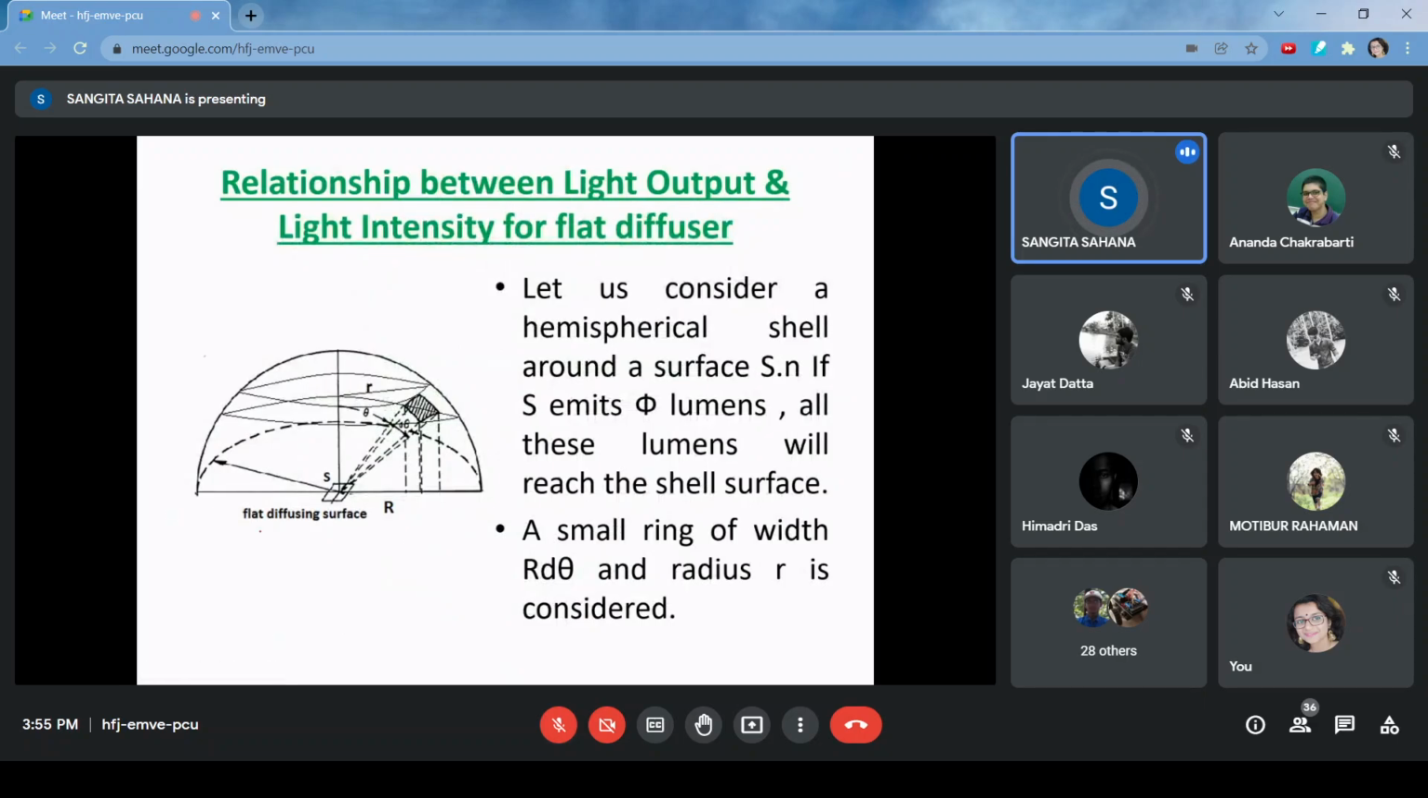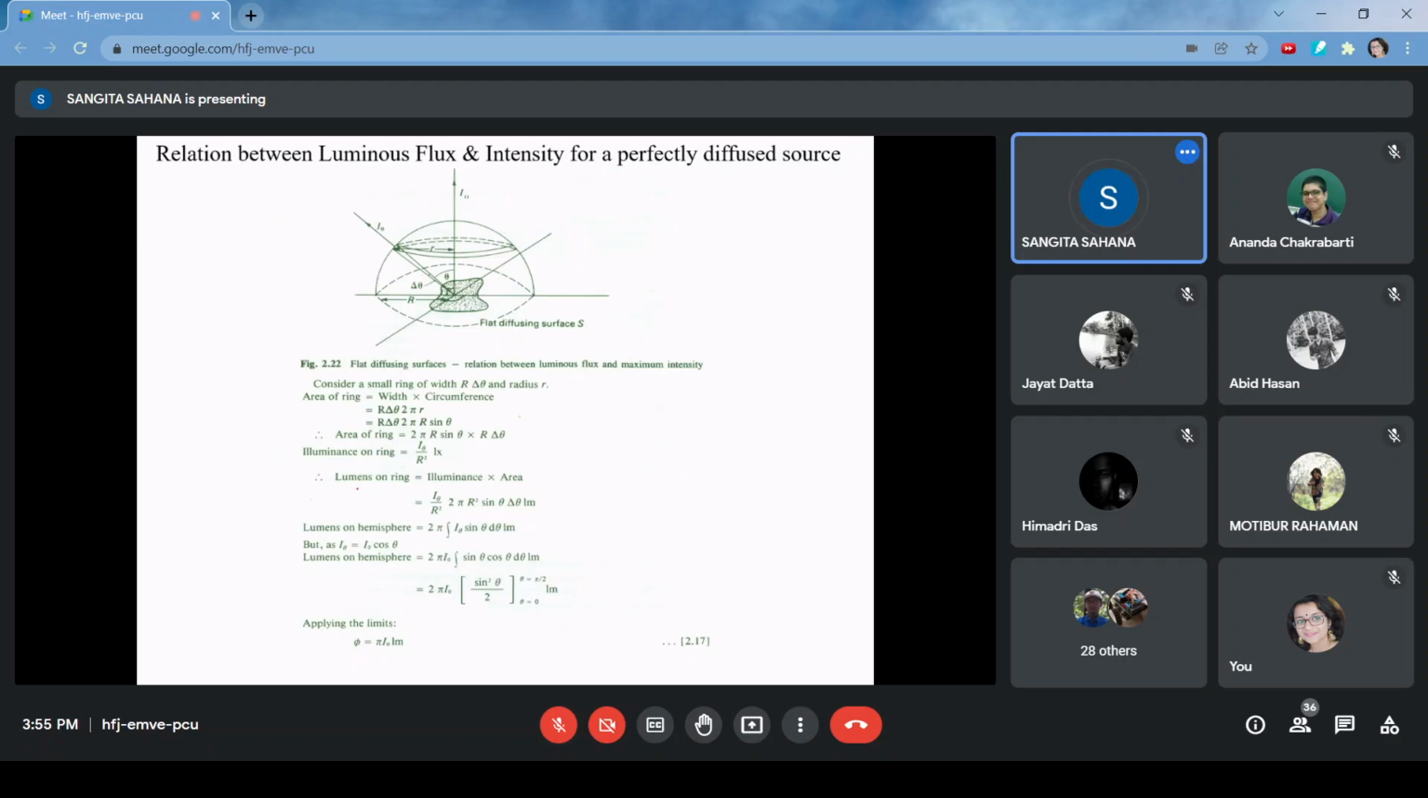So here we have a flat diffusing surface, this S. We have to find the relation between light output and light intensity for this diffuser. That means we have a source here. It will emit light in this hemisphere only. In the lower hemisphere it is 0. So it will emit phi lumens in the upper hemisphere. Okay. So we have to find the relation between the light output phi and the intensity of the light source.